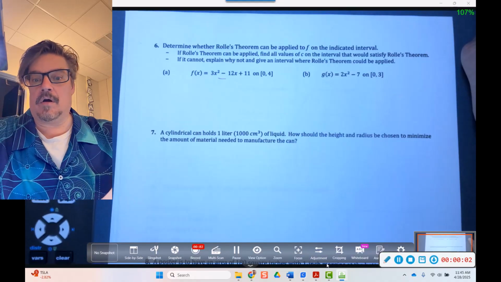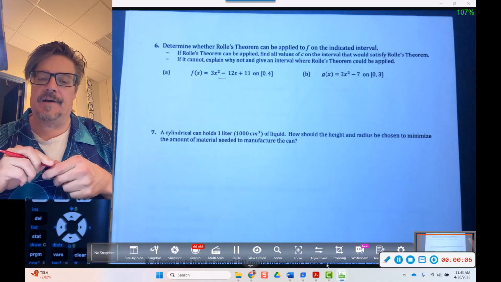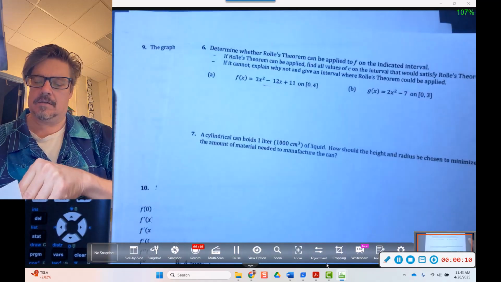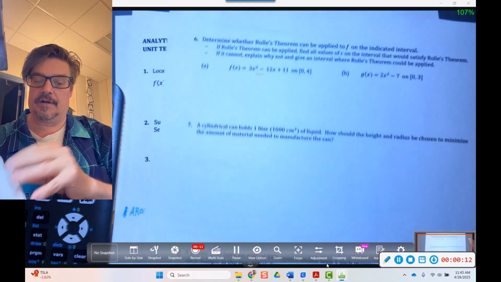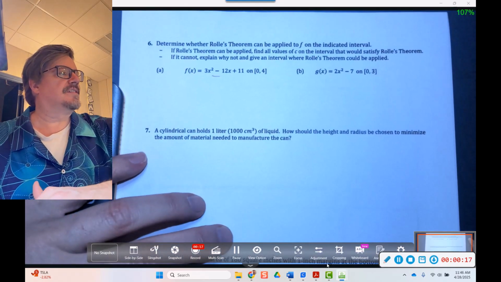All right, I got a calculator. I don't have mine, but we can get this started now. Determine whether Rolle's theorem applies. We didn't do this one, did we? I was going to do it, and then, yeah, okay. I did some of it, but then I didn't have my calculator, so I stopped.